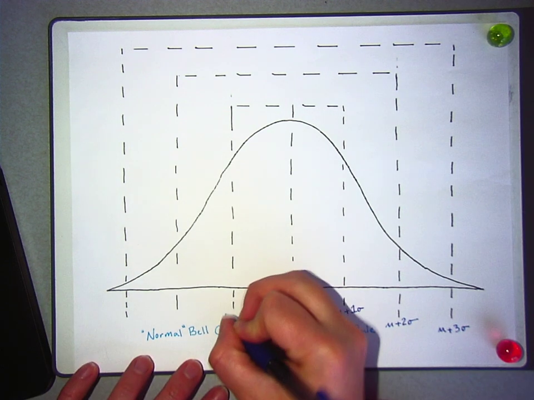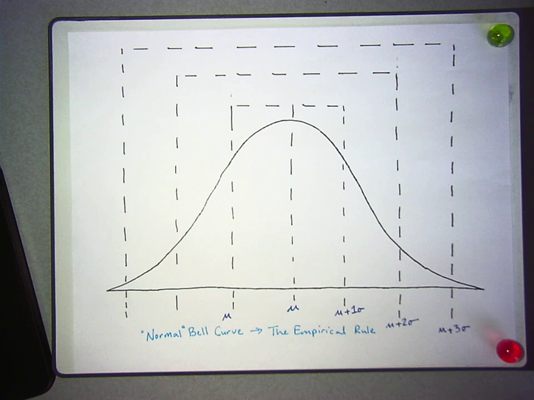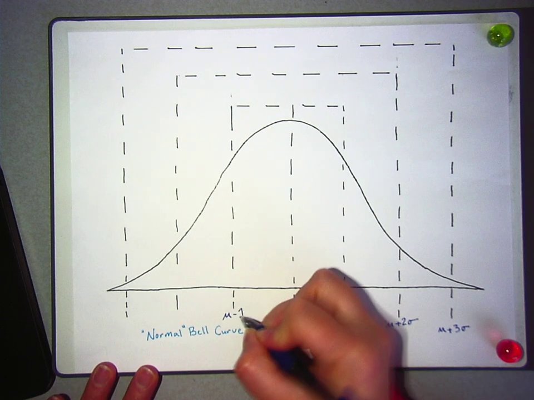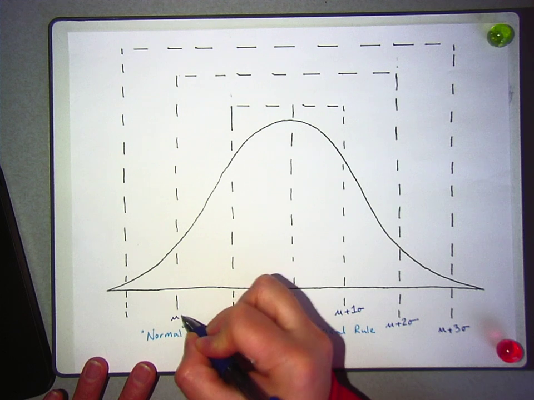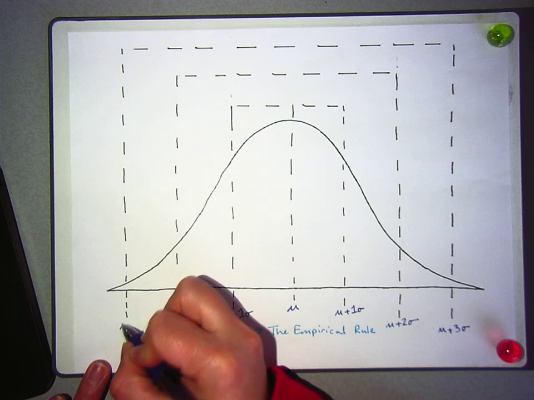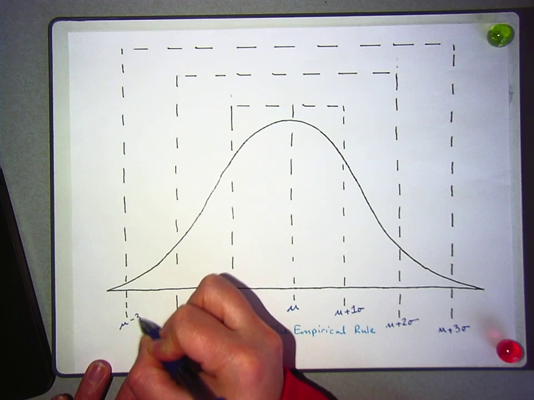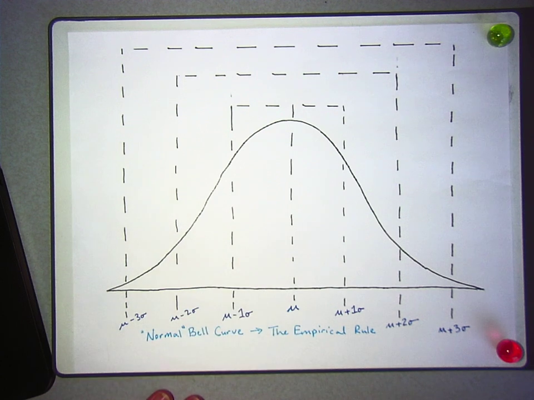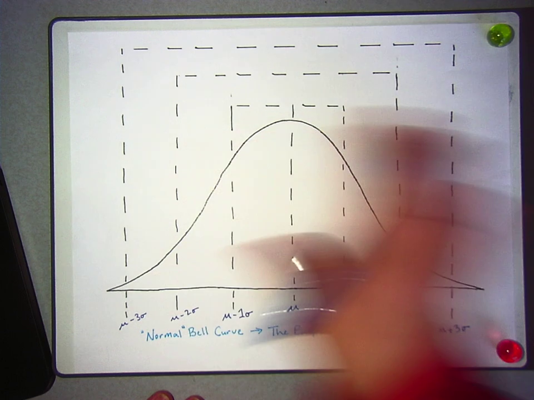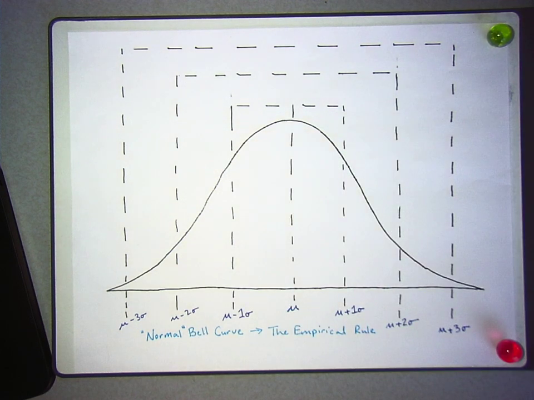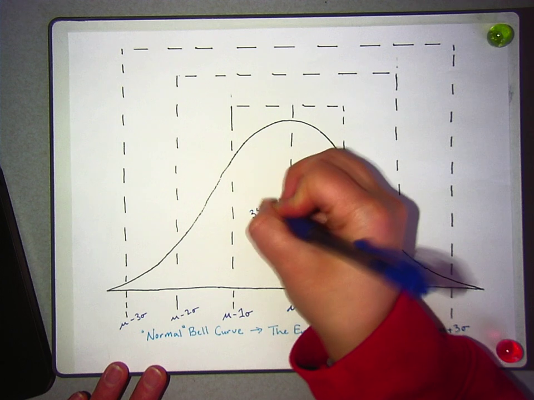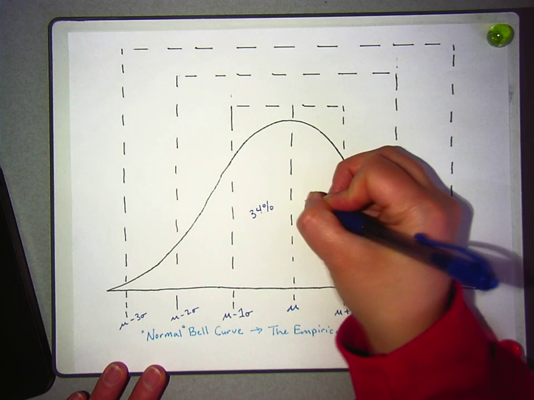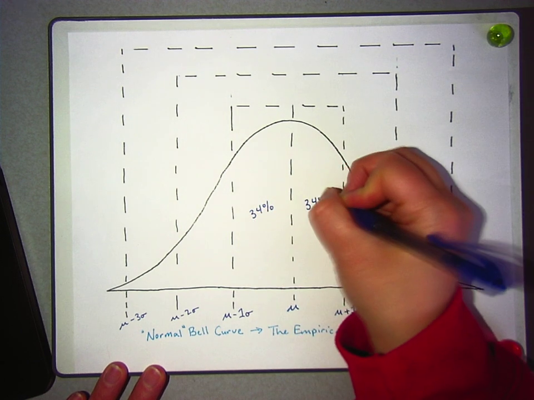So what should I write for this one? Mu minus 1 standard deviation. Here's mu minus 2 standard deviations and mu minus 3 standard deviations. Calculus actually tells us exactly what the percentages should be for a normal bell curve. This section is 34%, and this section is also 34%.